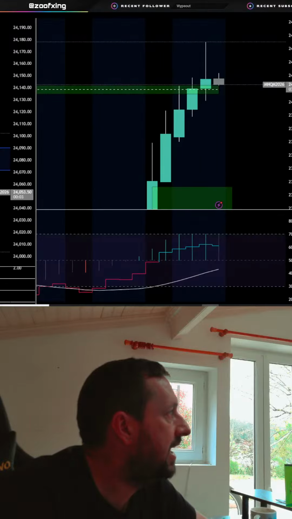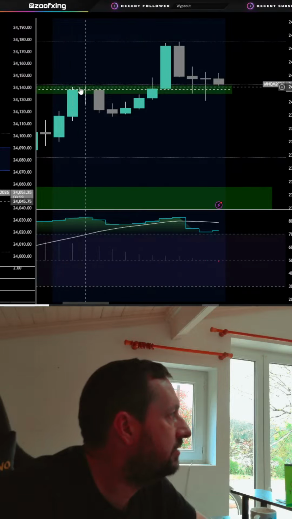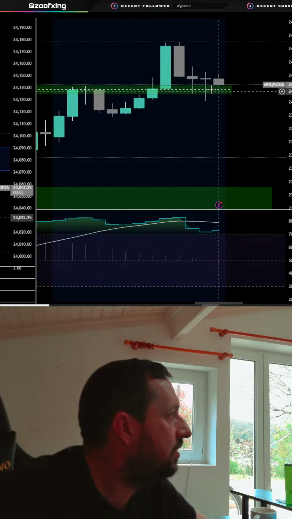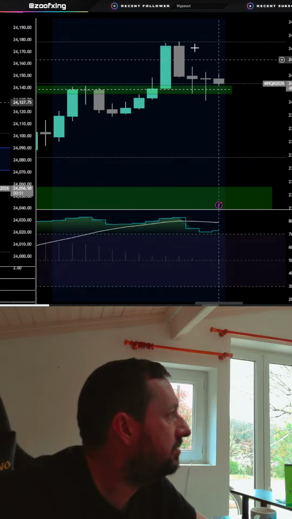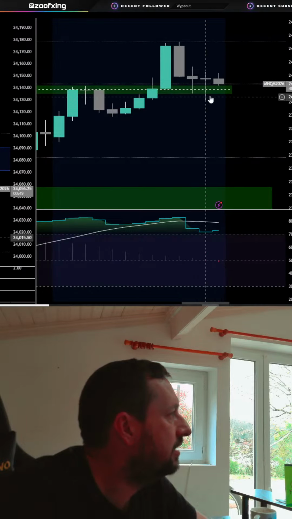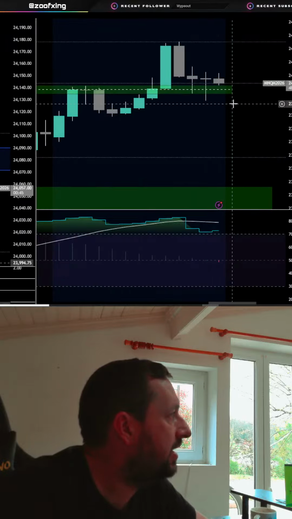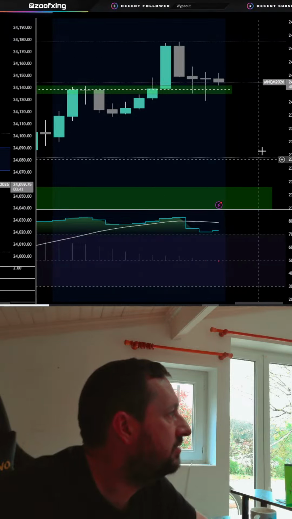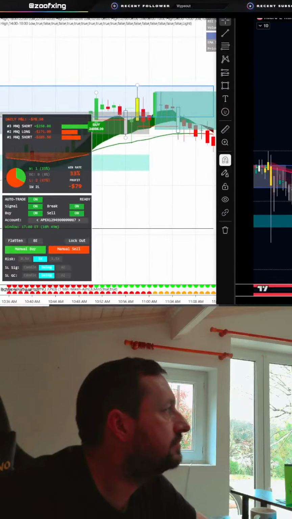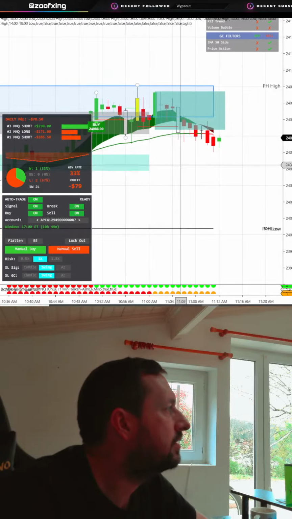And then on the hourly, you can see where we held up, came through, and we're just holding this area for a bit of price action. We've got our 4-hour here, and our Q's above at the moment, so we'll see.